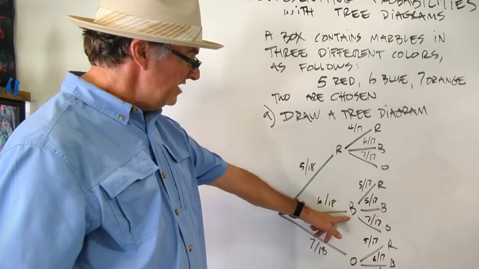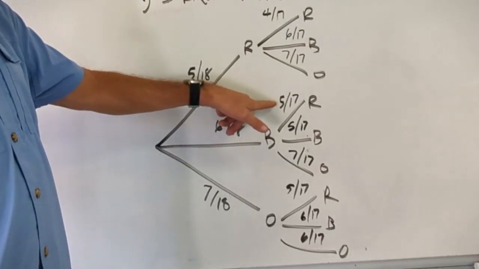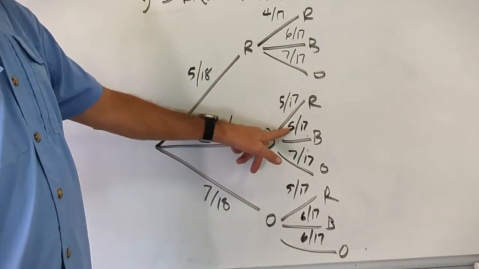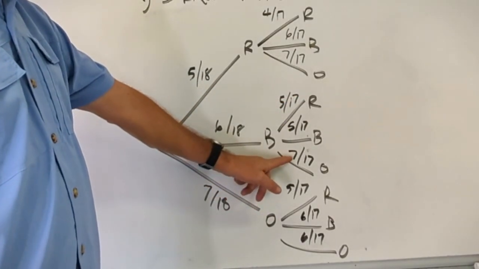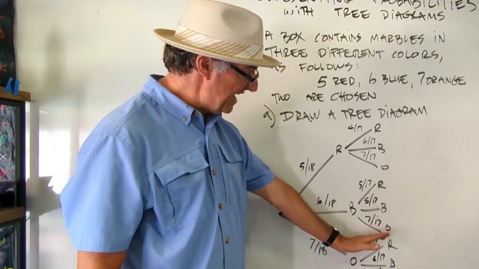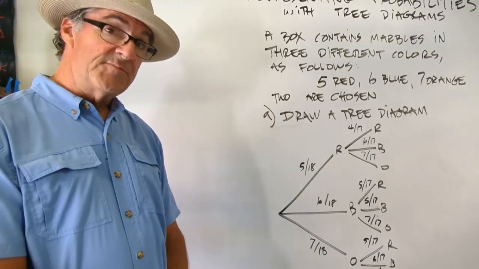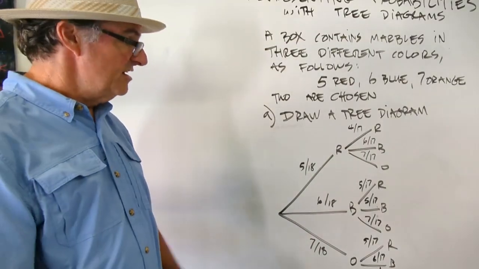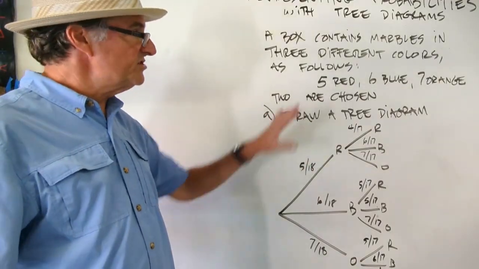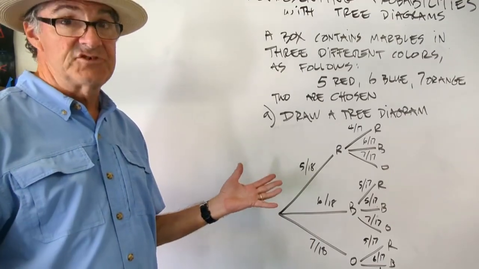Now with the blue branch, if we picked a blue, 6 out of 18, that means we still have 5 reds in there, so that's 5 out of 17. We pulled a blue, so the blues went from 6 to 5, and we still have 7 oranges, so there's 7 out of 17. And the same reasoning populates these last 3 branches. So that is the full tree with all the probabilities listed on there. Now, this is super helpful because I could ask you a million questions about this situation and you could quickly calculate your probabilities based on that tree.